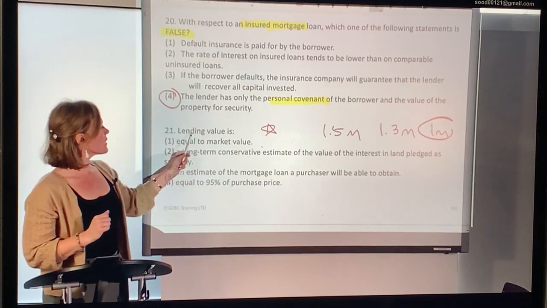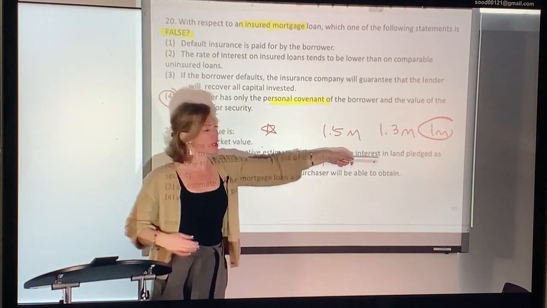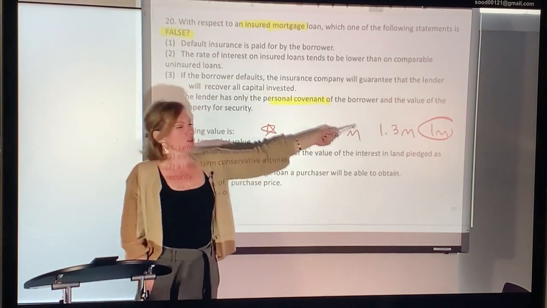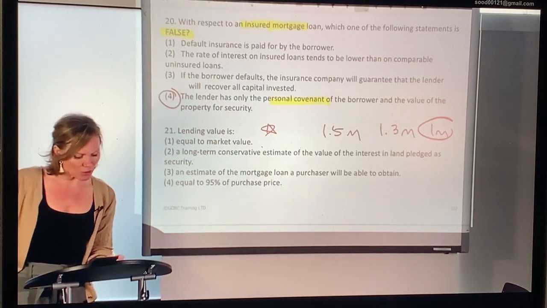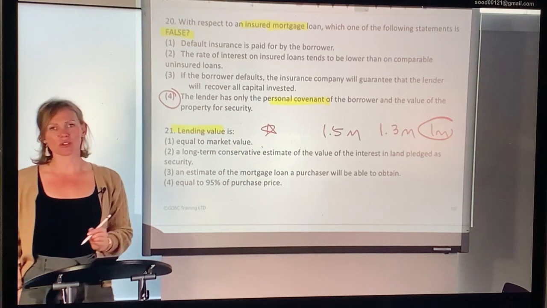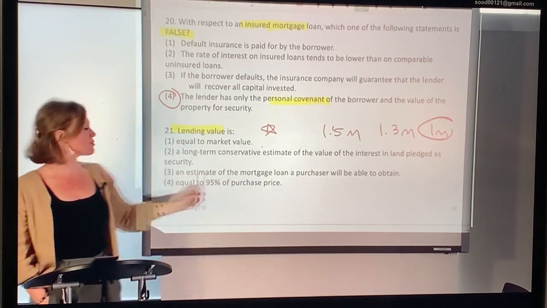Why does the lender not want to give you 1.5 or 1.3? Why is it always $1 million? Why is it usually lower than what it was listed for or how much the offer came to? On the exam, when they're looking for the term lending value, there's one keyword you have to look for. Why does the lender want to give you more money? Because it's more what?